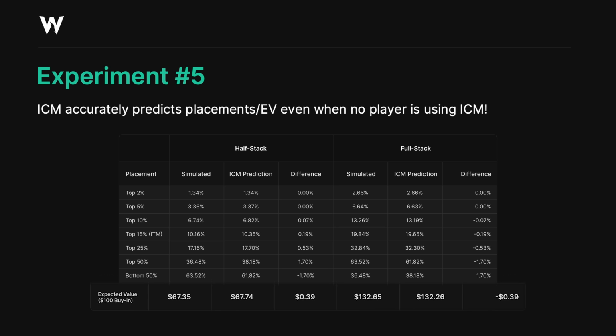Bottom row shows the expected value, and we can see that ICM predicts the expected value of each stack size within 39 cents for a $100 buy-in. So extremely accurate, despite the fact that no player is even aware of the concept of ICM. It's still a good indicator of what your stack is worth.